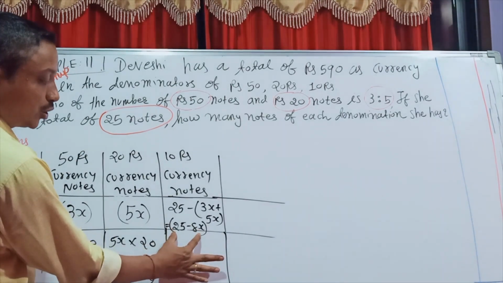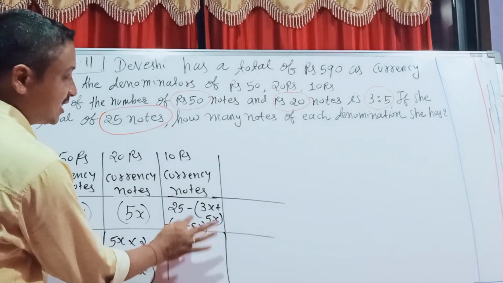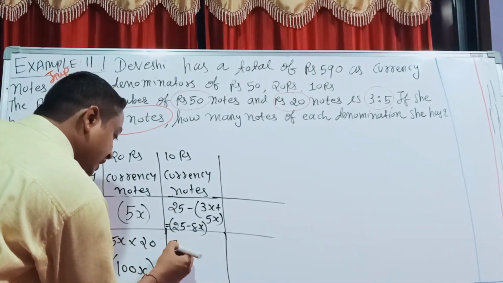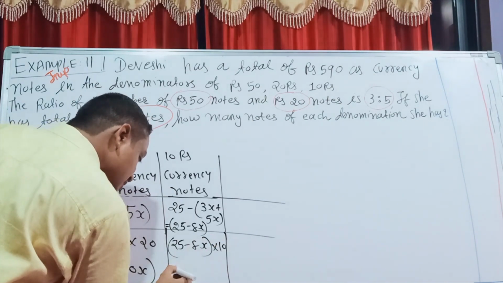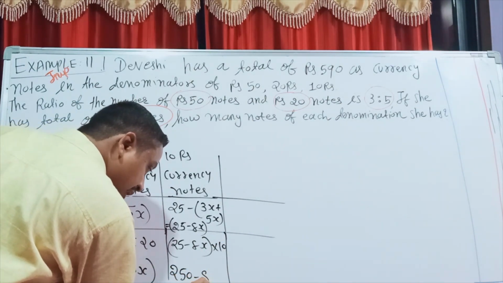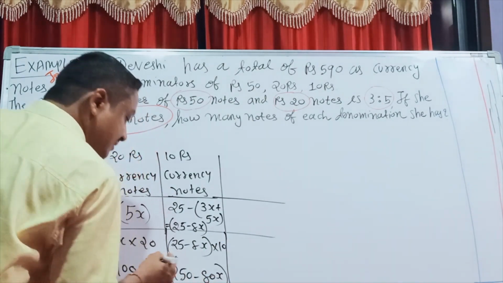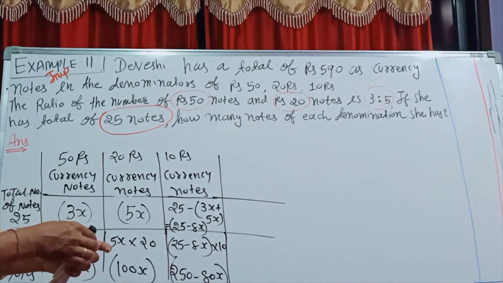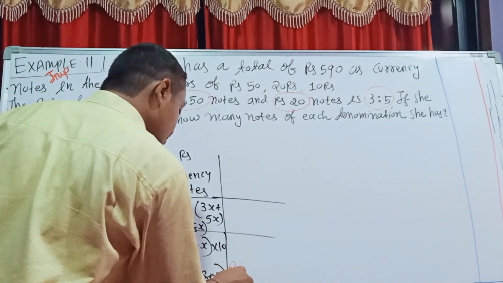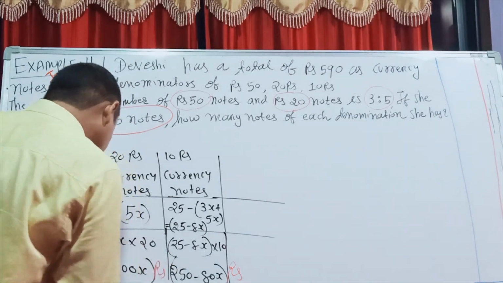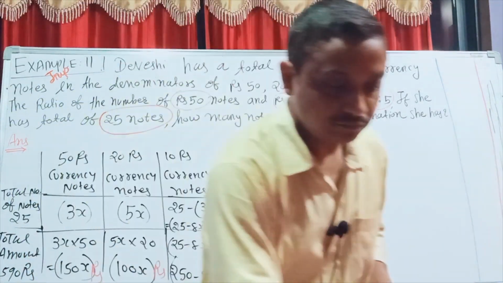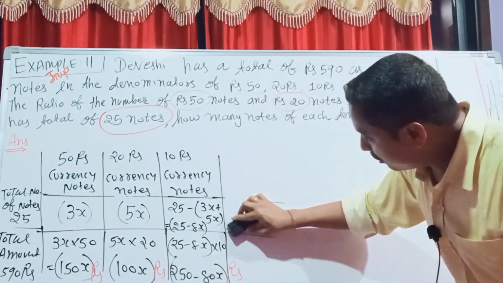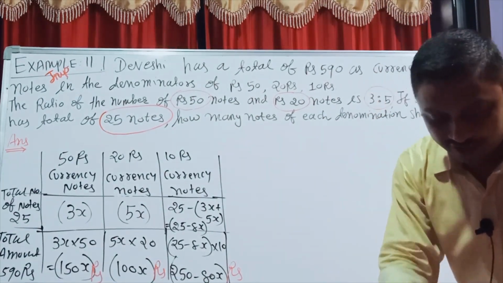And similarly, for the 10 rupees currency notes, 25 minus 8x into 10. So I just write down 25 minus 8x into 10, how much is that? 250 minus 80x. Yes. And all these values are in rupees. This also rupees, and here also rupees. All rupees, so I just add them, and we easily get the value of x.